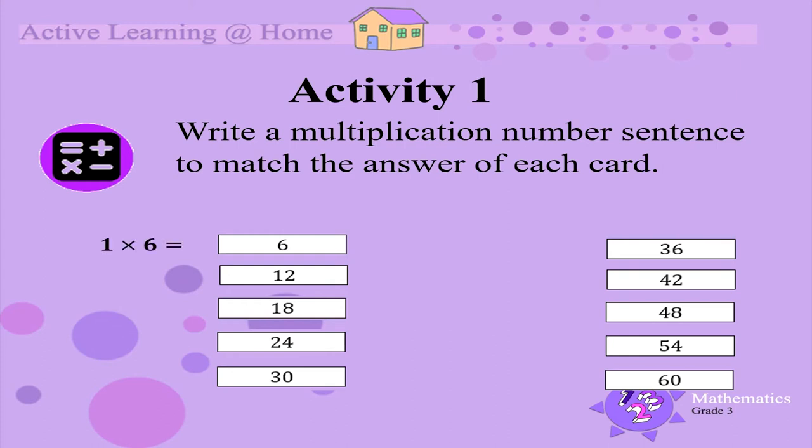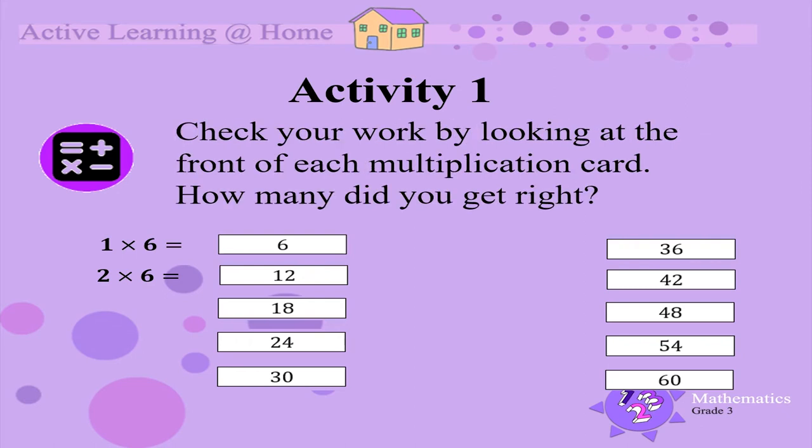1 times 6 is 6. And 2 times 6 is 12. Once you have written a multiplication number sentence for each answer card, turn over the answer cards. Check how many you got right. Then play this game again. Can you get more correct this time?